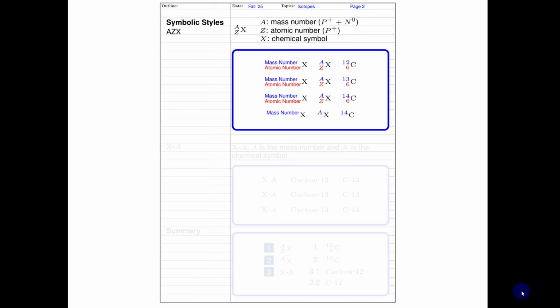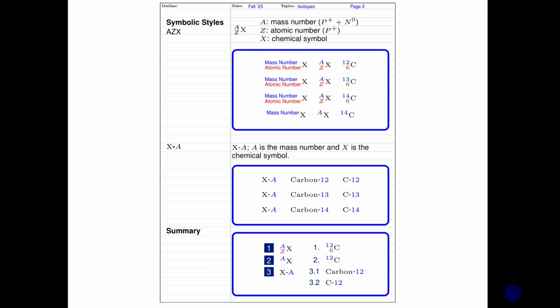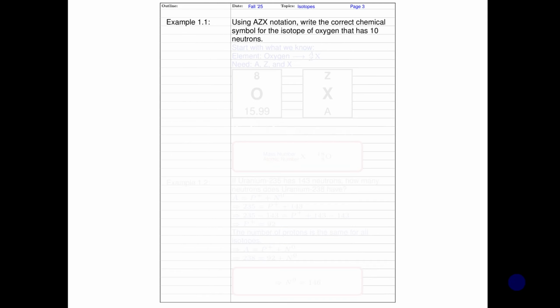Another common notation style is just the chemical symbol and the mass number separated by a dash. This style is used to explicitly indicate the isotope. The chemical symbol can be used, or the element's full name can be used. In summary, these are the three major notation styles for isotopes. Now let us work through some examples.